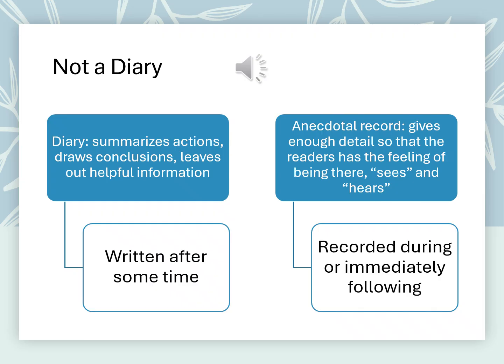So you can see that a diary is kind of a summary of things that happened in your own words, your own filtering of what happened in that particular situation. It may or may not leave out actual factual information because it's just something written for yourself, your own impressions of what occurred. And it can be written right away. It can be written months down the road. It can be written a year down the road. That is not how an anecdotal record works.